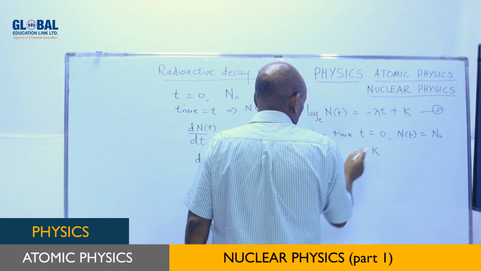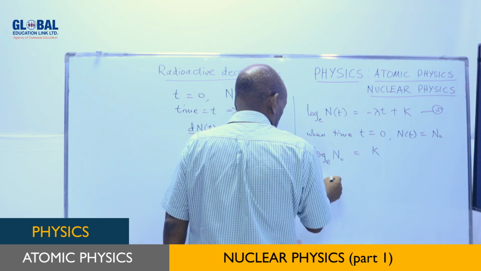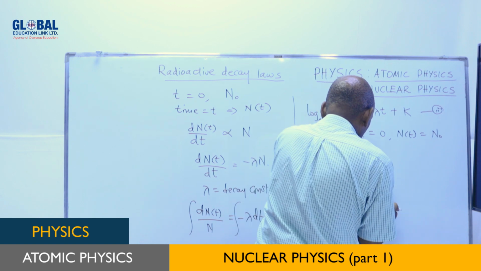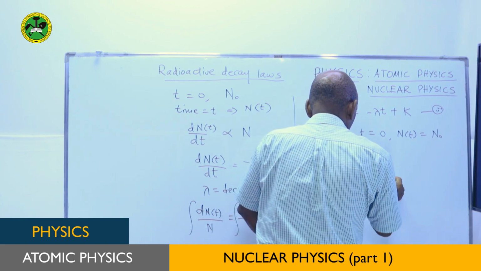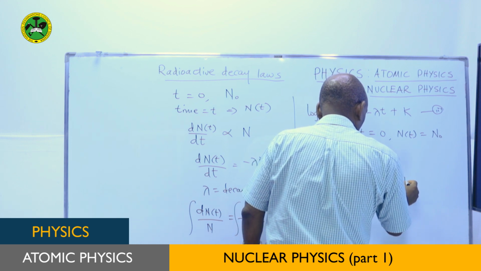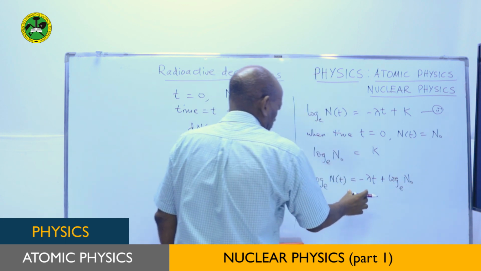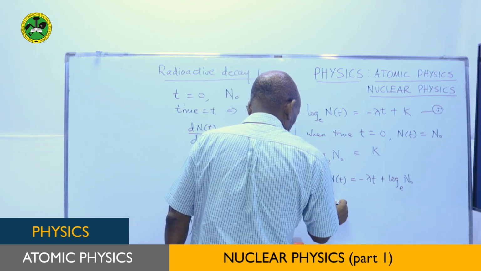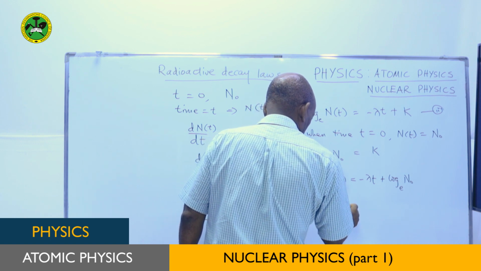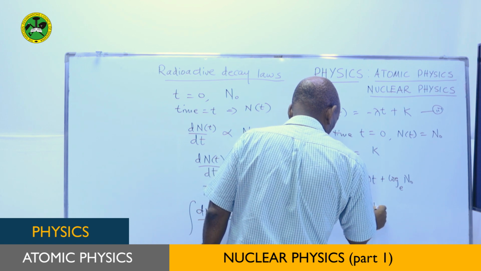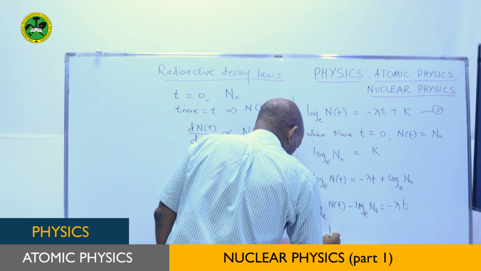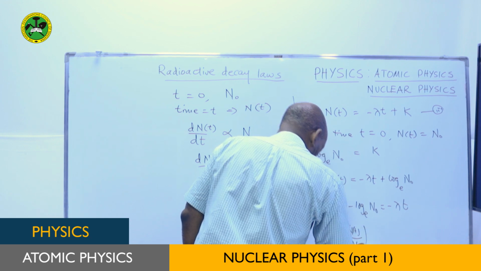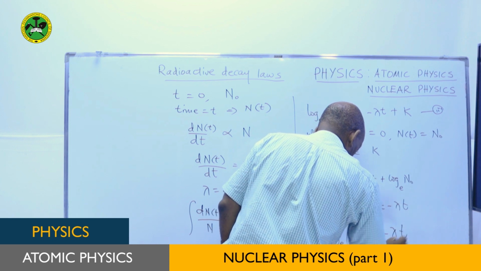So if I take this expression and substitute there, I will have the natural log of N(t) equal to minus lambda t plus the natural log of N naught. If I take this to that side, I just have the natural log of N(t) minus the natural log of N naught equal to minus lambda t, or in other words, ln of N(t) over N naught is equal to minus lambda t.